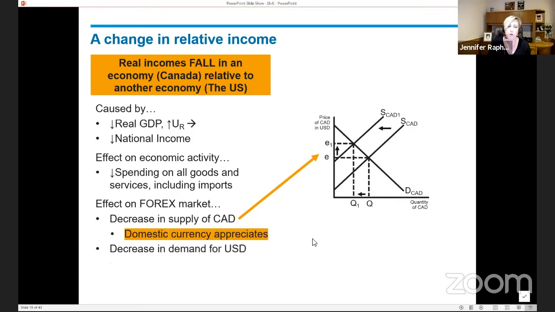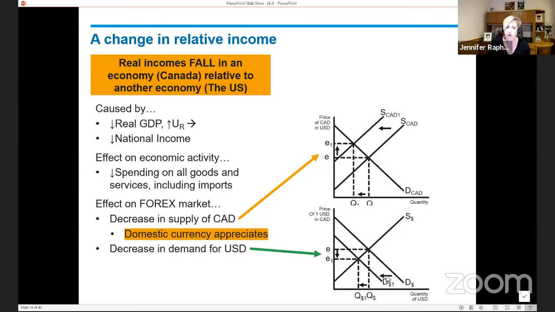And we're going to want fewer dollars because we're buying fewer imports from the United States. So there's going to be a corresponding decrease in demand for the dollar, which is going to cause it to depreciate. So this is sometimes counterintuitive to kids.